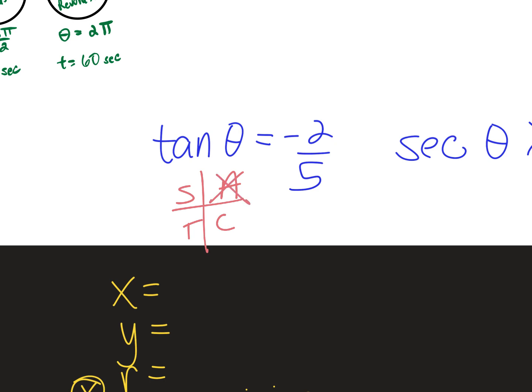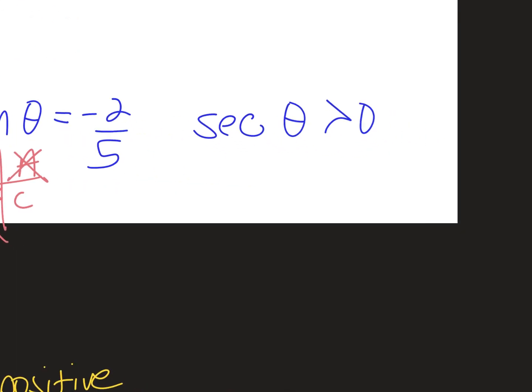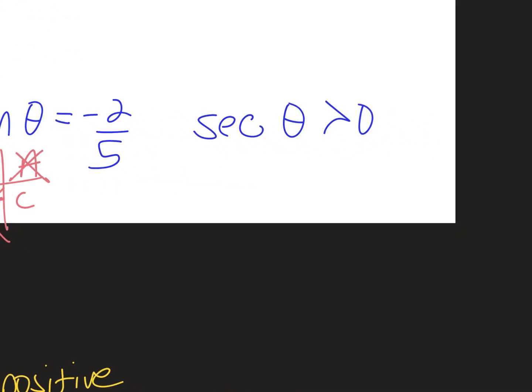What else can I cross off? Where is tangent positive? In the T quadrant. So I know it's not either of those two. So now I can come over here and say secant is greater than 0. Secant goes with cosine, right? What does greater than 0 mean?